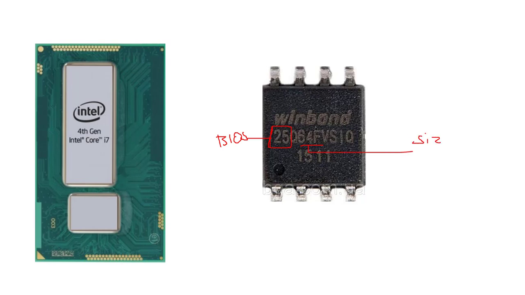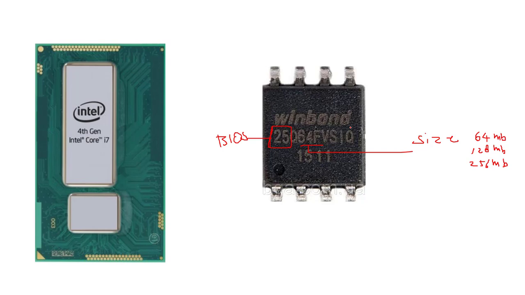The last two or three digits indicate the size. If 64 is mentioned, the BIOS is 64 megabit. If it is 128, the BIOS size is 128 megabit. And if it is 256, the BIOS size is 256 megabit. Note that it is bits, not bytes. If you want to convert to bytes, you have to divide by 8.